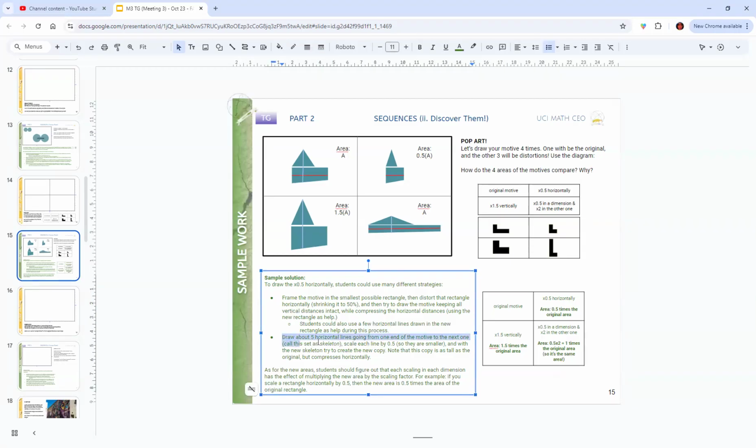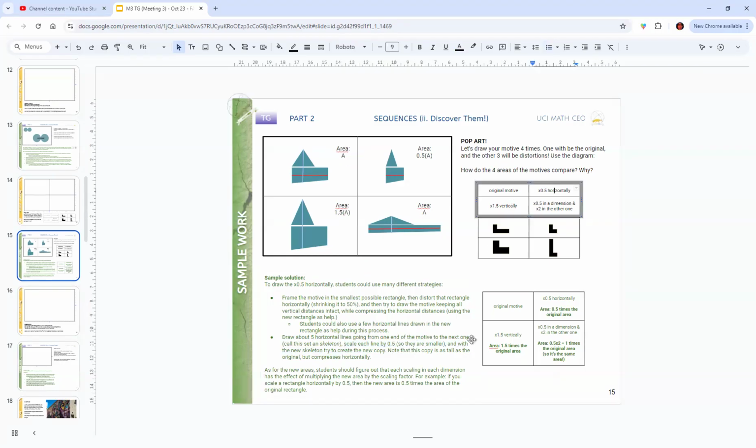The other strategy would be, for example, drawing 5 or so horizontal lines that go from one end of the motif to the other. This is like a skeleton. It's like a printer that maps the shape in a simpler way. Then scale each line by 0.5, for example, in this third part, so that they're smaller. With this new skeleton, you reconstruct and build the distorted copy again.